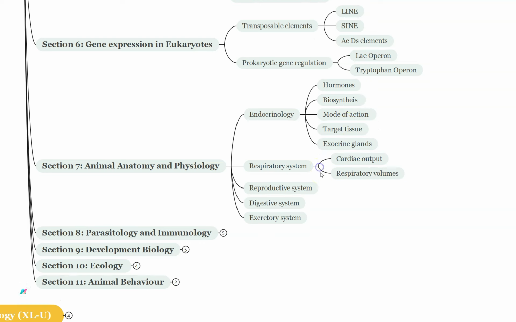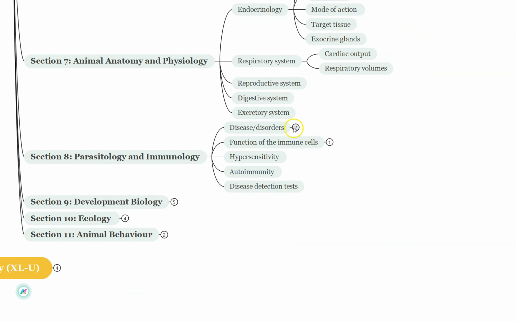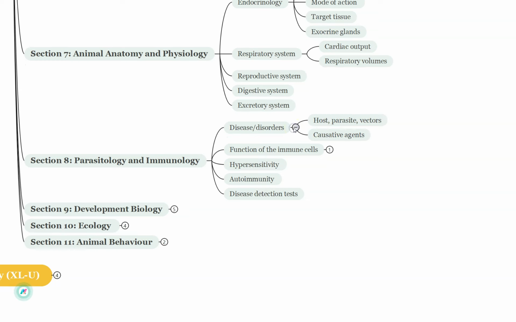From the respiratory system, cardiac output and respiratory volumes, you can expect numericals. Then reproductive system, digestive system and excretory system you can also study to some extent. Parasitology and immunology, section 8. Here disorders and diseases, again you can expect match the following.